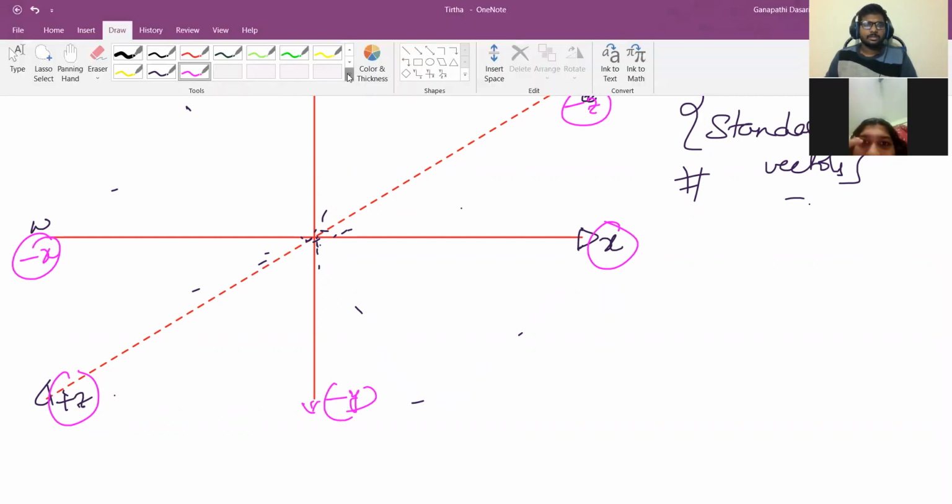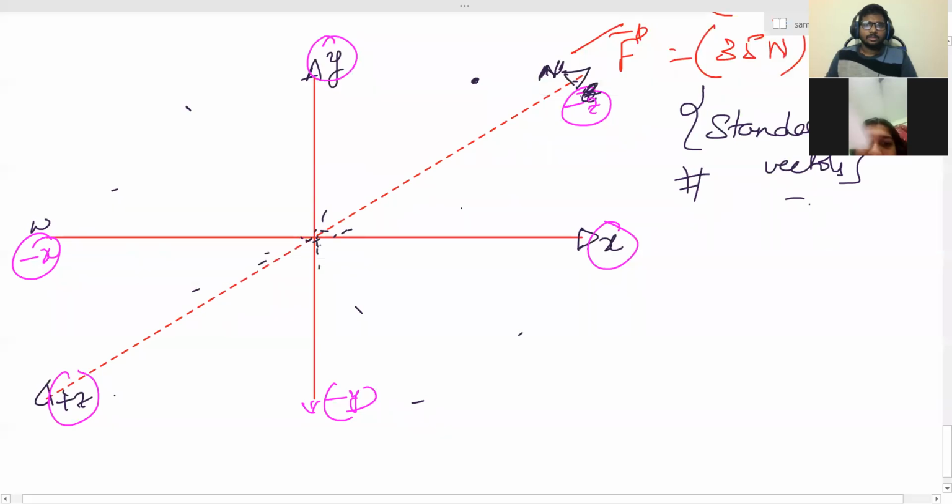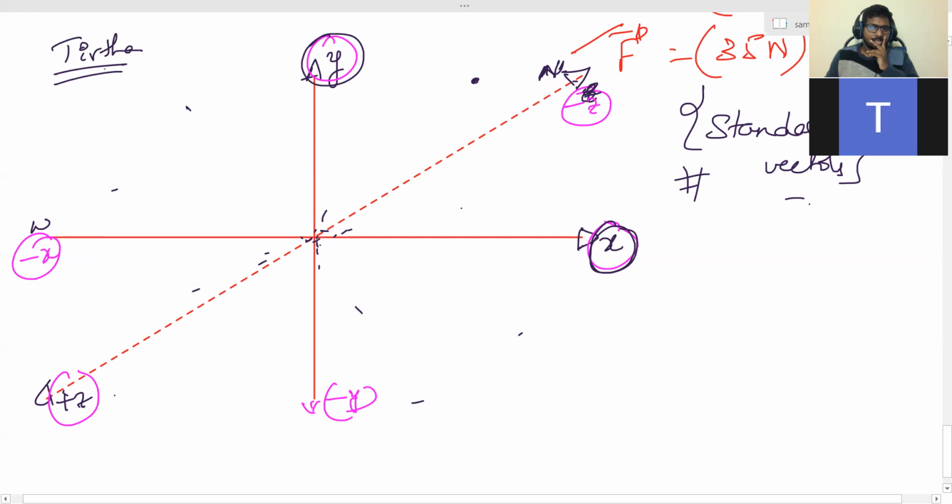Sir, your pen is not working, I think. Why? Because I can't see anything on the screen, sir, what you are writing. No, sir. It's working. x, y. Can you see? Wait, sir, I'll send you. Nothing is written. What happened? Tirtha, I'm writing. Can you see it? Yes, sir. Can you see what I wrote here?